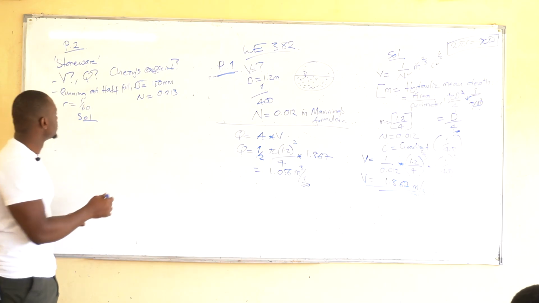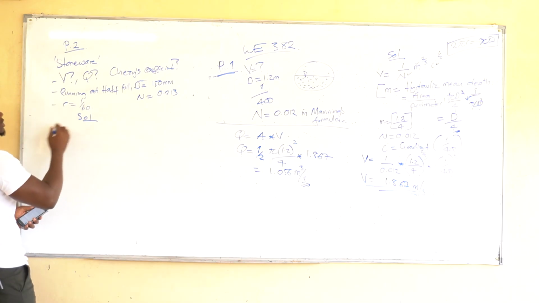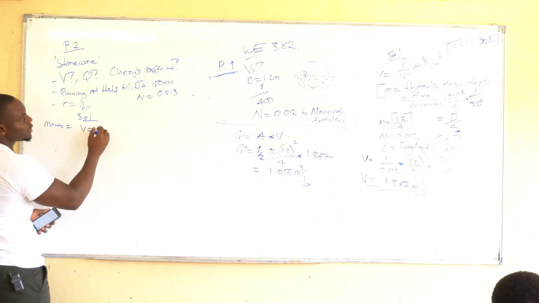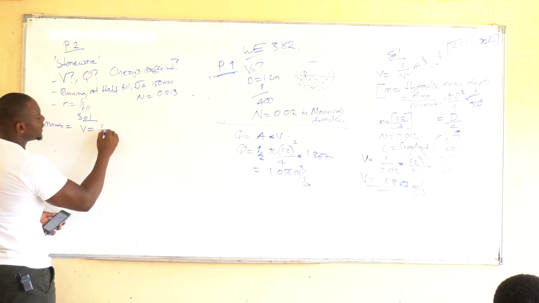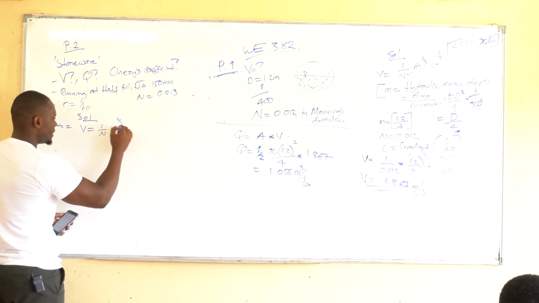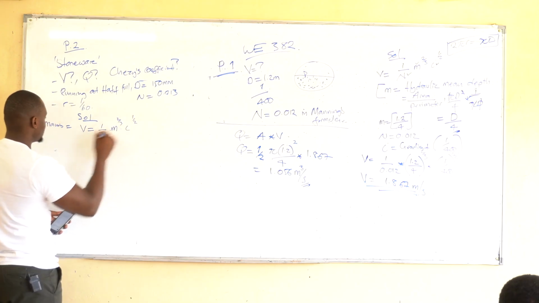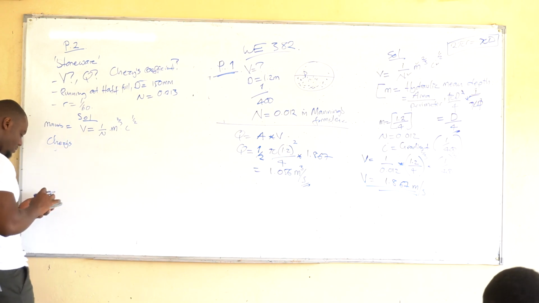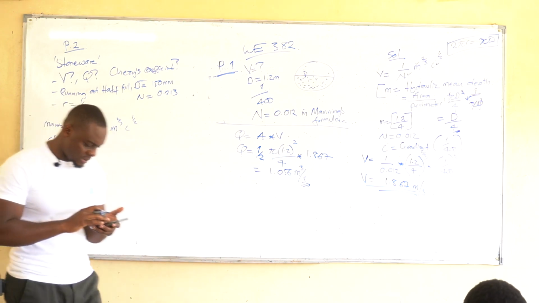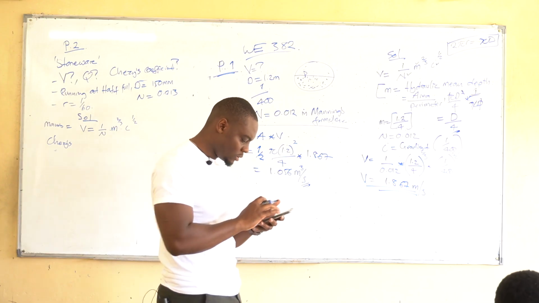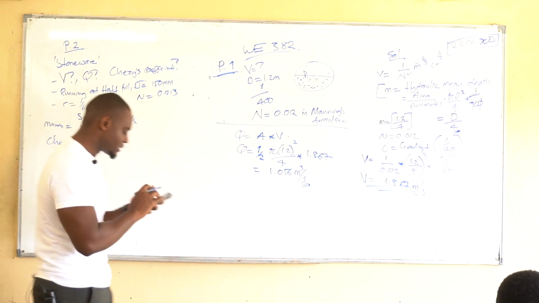So let's do this. For Manning's formula, we said V is equal to 1 over N, M to the power 2 over 3, gradient to the power 1 over 2. Chezy's formula, however, I didn't give you, but just find time to look through it. Chezy's formula looks something like this.